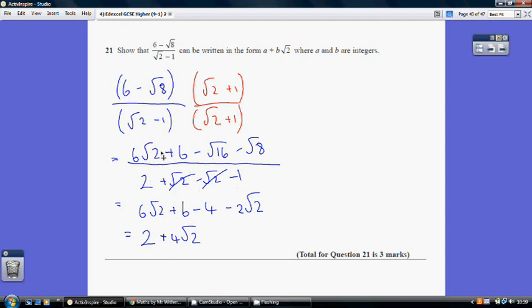And then in the numerator, root 16 is 4, so I've got 6 taking away 4. Root 8 is 2 root 2, so I'm minusing 2 root 2. So my numerator is 6 root 2, add 6 minus 4 minus 2 root 2, which is 4 root 2 plus 2. As I said earlier, the denominator has sort of gone away because it's just 1, so I'm dividing by 1 and I don't need to list it. So my final answer is 2 plus 4 root 2.